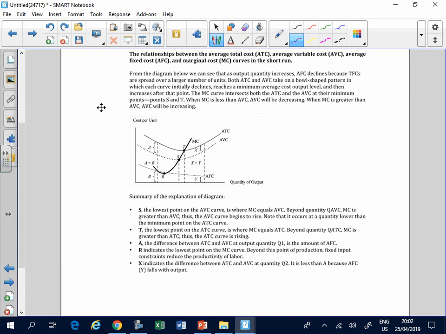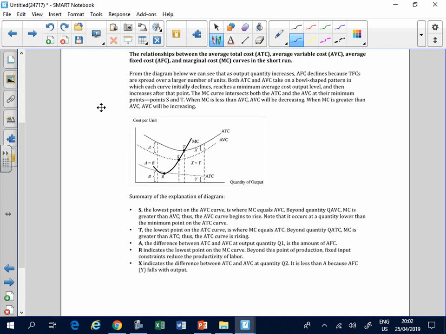Now that's easy enough. What I want you to understand more importantly is how the average variable cost and average total cost move. Okay. As you'll see, the gap narrows between average total cost and average variable cost, because average fixed cost gets smaller and smaller and smaller. And as it tends towards the x-axis, so too will those lines get closer and closer and closer. Can you see that? Okay.